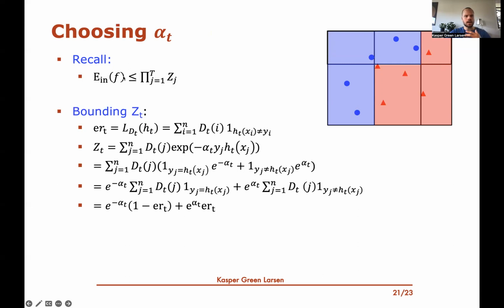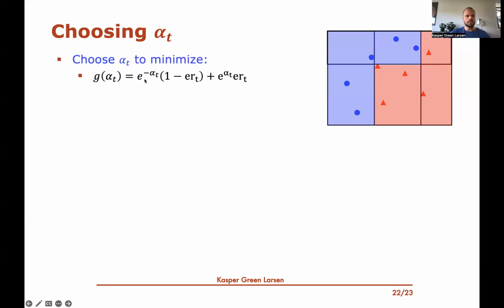And of course, as we see up here, we want to make the in-sample error as small as possible, which means that we want the Z_t's to be as small as possible. So we want to minimize this expression here. Let's see what happens if we choose alpha t to minimize this expression. So how can we minimize it? As a function of alpha t, we have this expression here, and we want to minimize it as a function of alpha t.